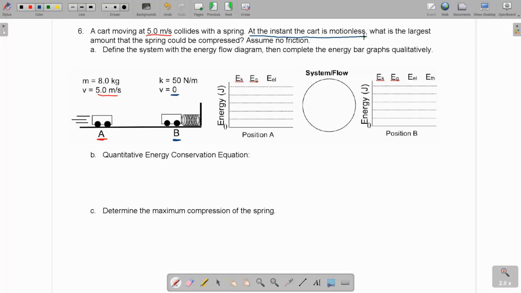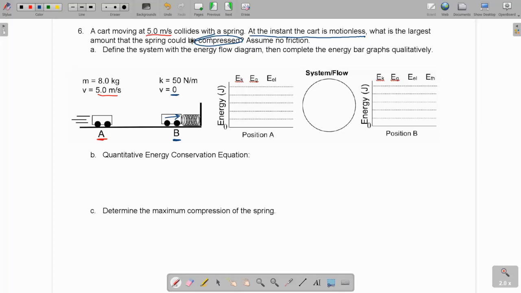So the cart moves in here and compresses the spring, and at some point the spring is going to stop moving, right? For just a brief second, the cart and the spring are motionless. It's very similar to when you throw an object up in the air, and at the peak of its trajectory, its vertical velocity is 0. It's temporarily motionless. Same idea here. It says, what is the largest amount that the spring could be compressed? So we're going to be solving for the compression of the spring here, and it says to assume no friction.